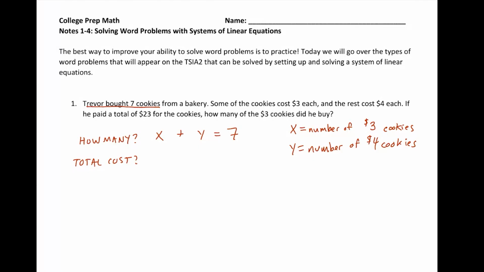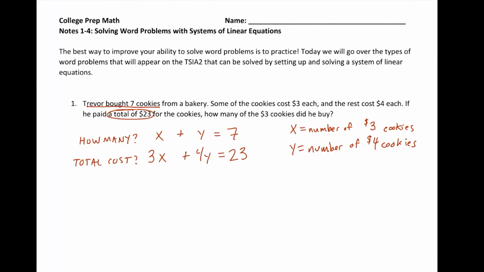The second equation is how much does it all cost. So if the X cookies are $3, we're going to charge $3 per X cookie and $4 per Y cookie. The total that Trevor paid is $23.